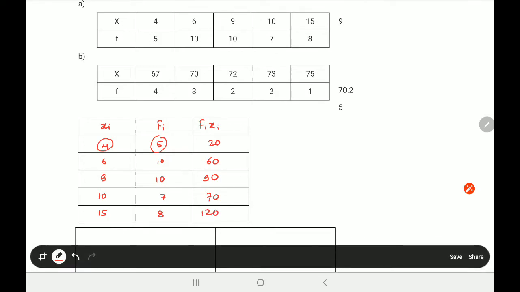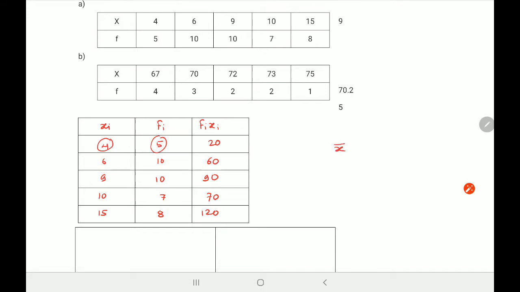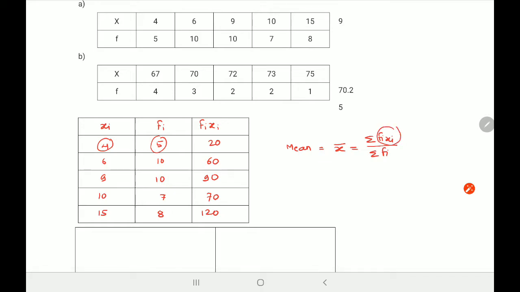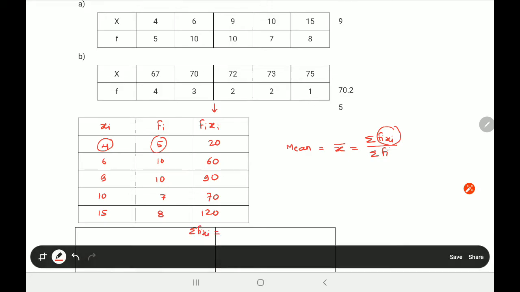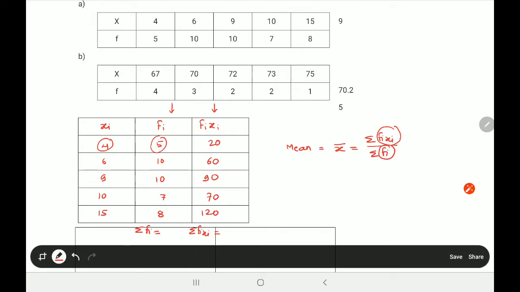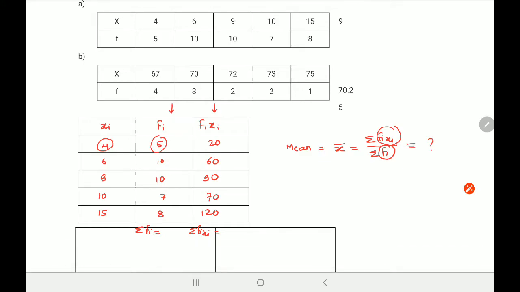And the formula for finding mean is x bar, which is the symbol of mean, equals summation fi xi upon summation fi. Summation fi xi means the addition of the fi xi column. So if I add all these, we call it summation fi xi. And summation fi means the addition of the fi column. Okay, so can we do that? It's very simple, right?